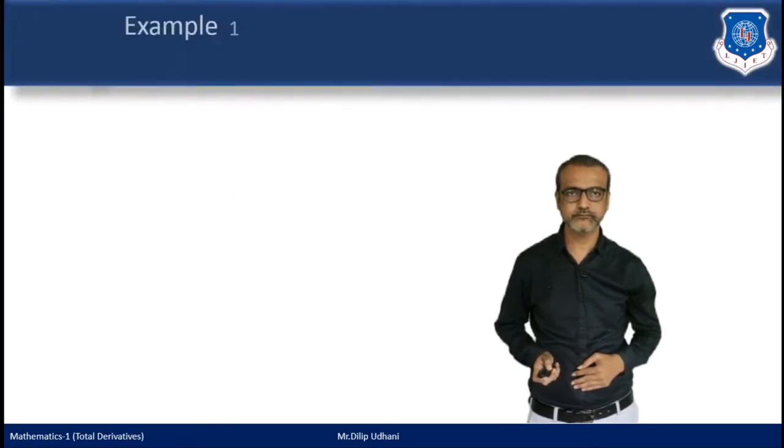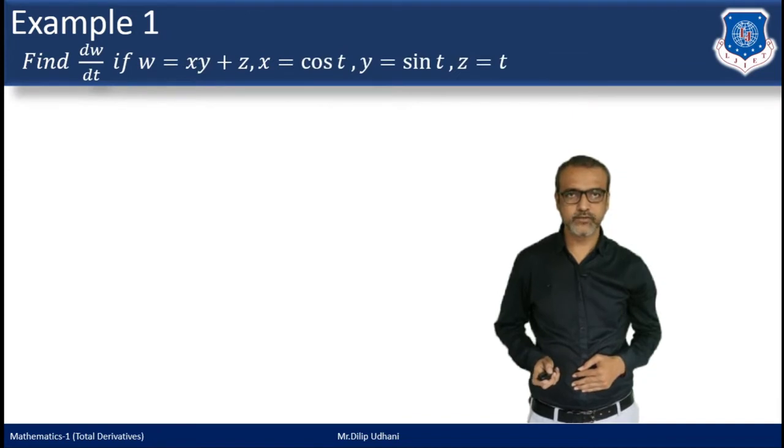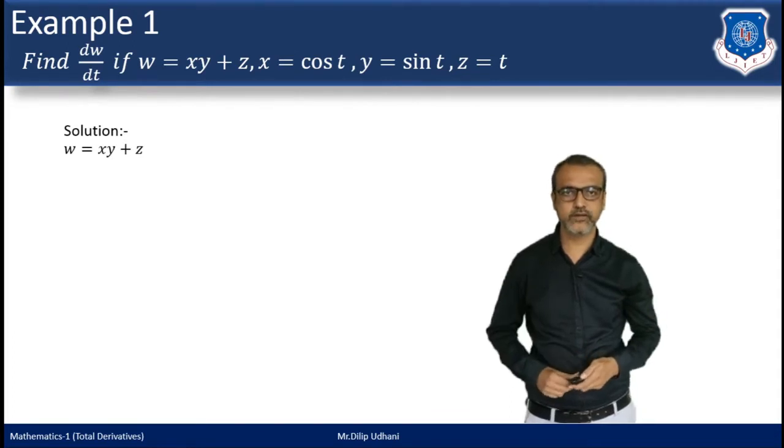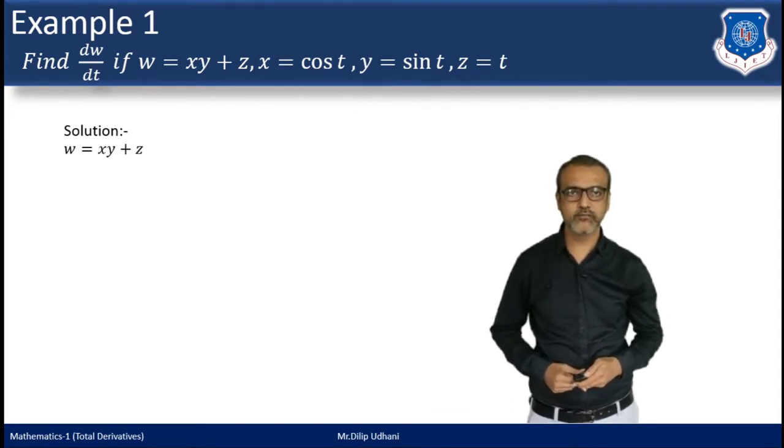Now, example 1 related to this topic: we have to find dw by dt if w equals xy plus z, and x equals cos t, y equals sin t and z equals t. So first of all, here w equals xy plus z. We have to find dw by dt. So dw by dt will be del w by del x into dx by dt plus del w by del y into dy by dt plus del w by del z into dz by dt.